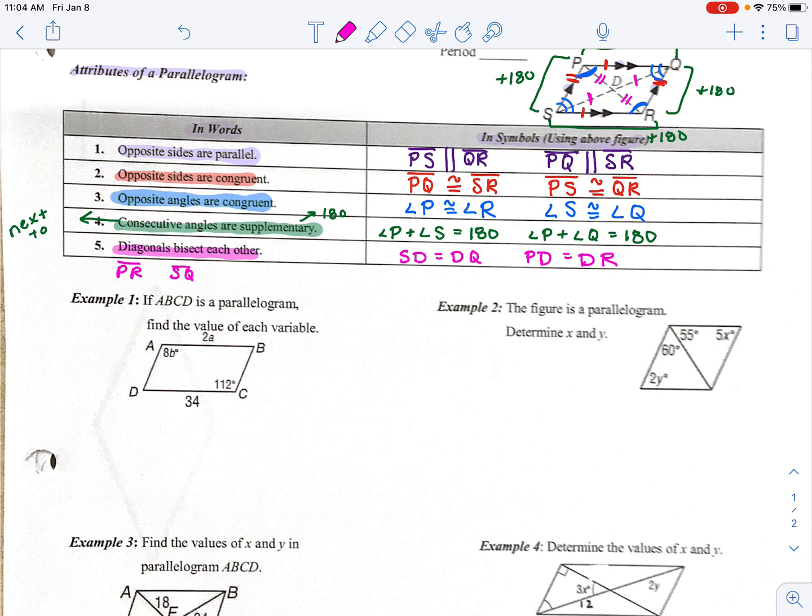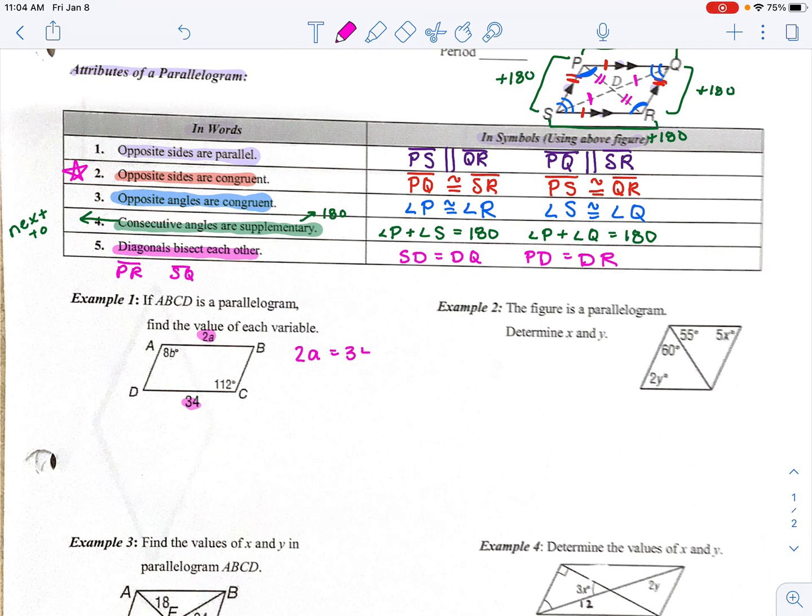So the first one is, if it's a parallelogram, find the value of each variable. So look at this picture, I've got A and B as my variables. So we have to see how they relate. In this one here, I've got 2A on a side, and the other side I have here is 34. And those are opposite sides.